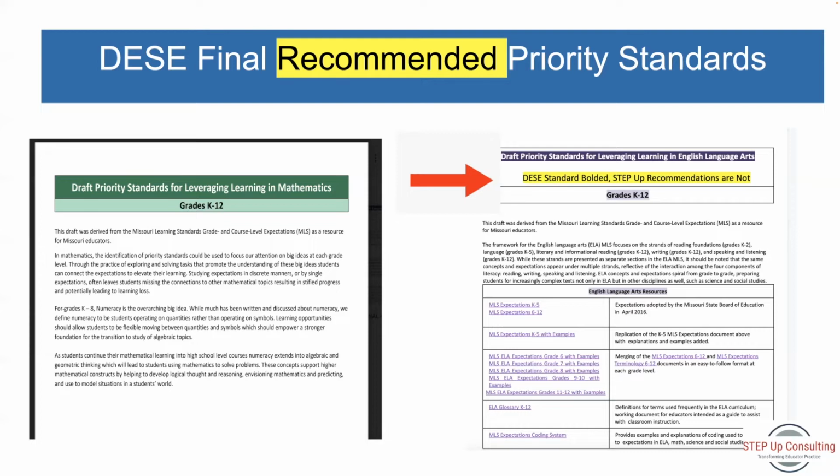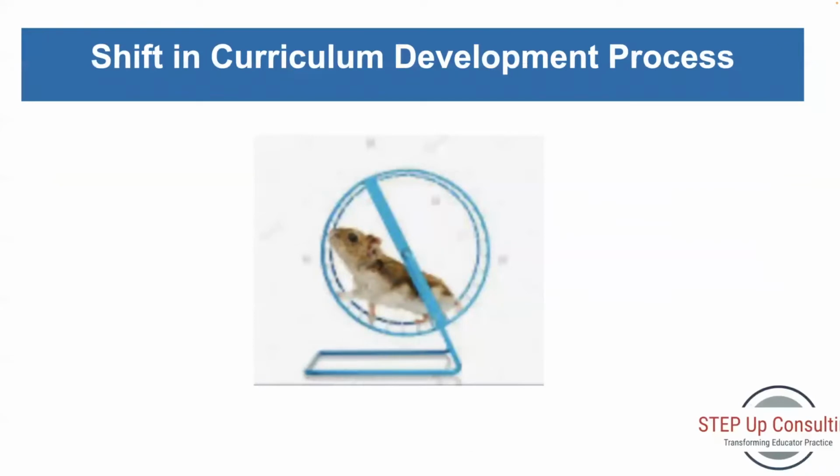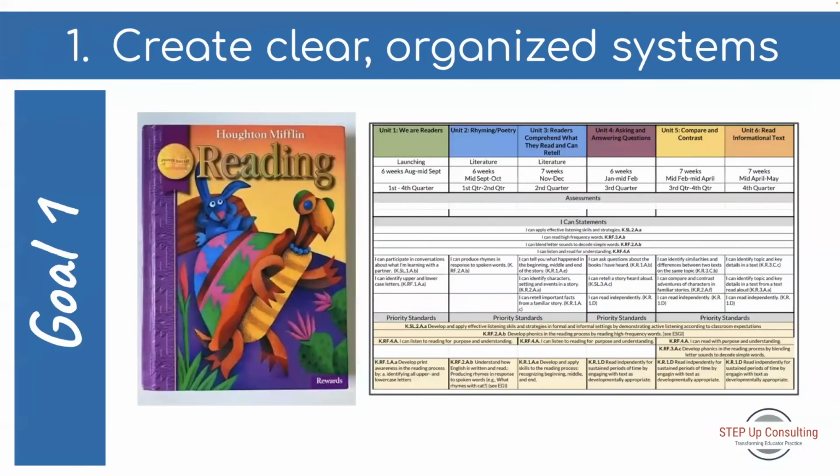So by 2024, 80 to 90% of what students will be tested on are these new priority standards. Once this all happened, the question became: how are schools going to do this? We have to shift how we're doing the development process. We all feel like the hamsters in a wheel on the screen when it comes to curriculum. That's one thing we're trying to stop today. We're going to give you an easy process to create your guaranteed and viable curriculum that you can hopefully leave and not come back to in a while.